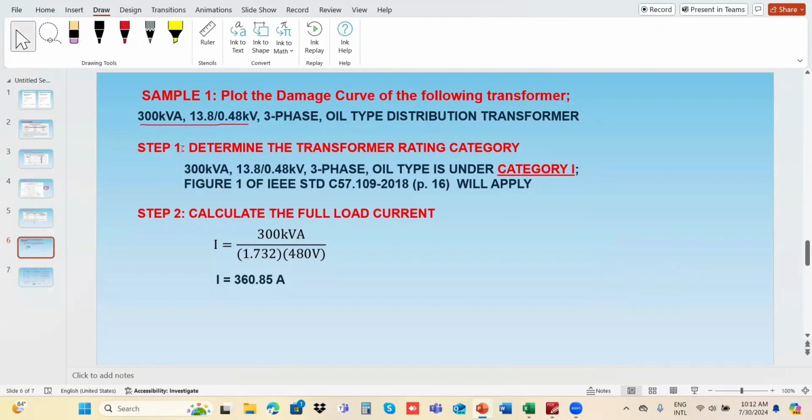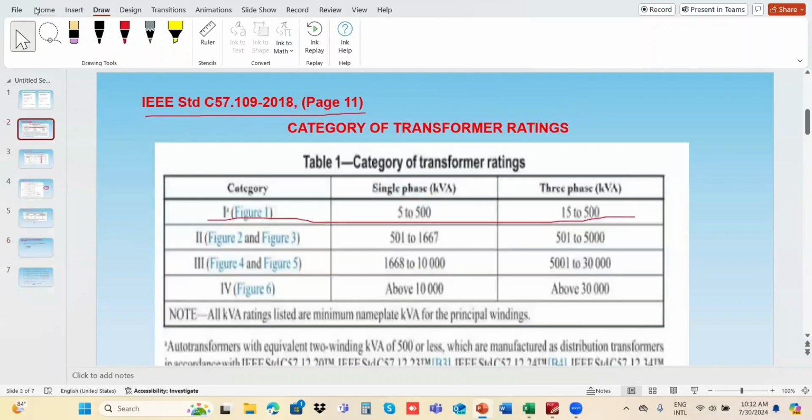So step one, you have to determine the transformer rating category. As we have discussed a while ago, 300 kVA three-phase oil type is under category 1. We'll go back here. So it is under category 1, three-phase. So the 300 is within this range.